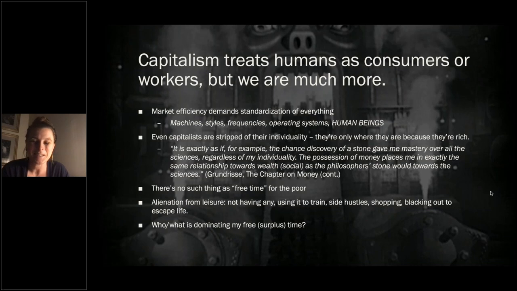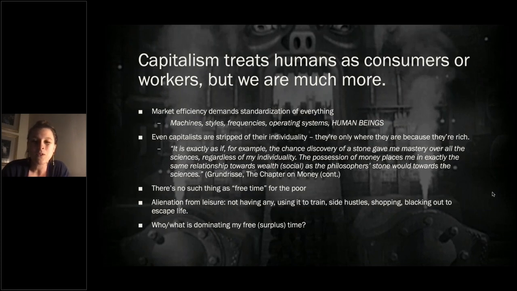And this is interesting because it's Marx, caring about rich people. But he says about money, it is exactly as if, for example, the chance discovery of a stone gave me mastery over all the sciences, regardless of my individuality, right? He compares it to a philosopher's stone, which is supposed to somehow give you magical powers.